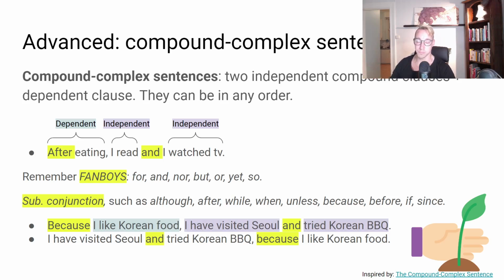So the core thing to bring with you when learning how to use a compound complex sentence is that you want to vary the way you construct your sentences, and it makes you become more advanced. And when you do use these ideas, please make sure that you remember fanboys. You want to connect your two independent clauses with one another, and then you want to add a subordinating conjunction.